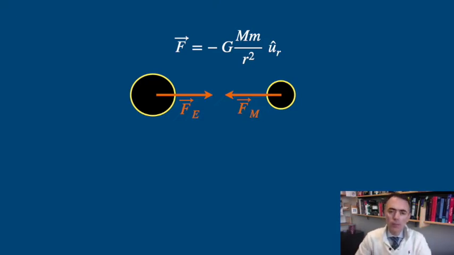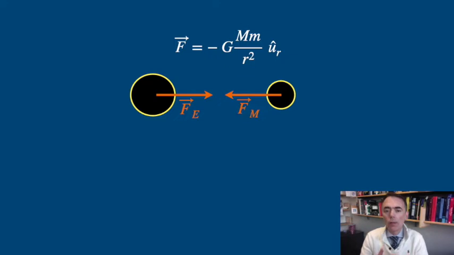Look at the equation. The negative sign indicates that it is an attractive force, but the unit vector points in the direction from the object feeling the force to the object exerting the force. So, for the force that the Moon experiences because of the Earth, this force points towards the Earth, while the force experienced by the Earth points towards the Moon.